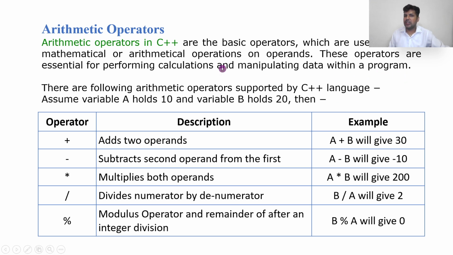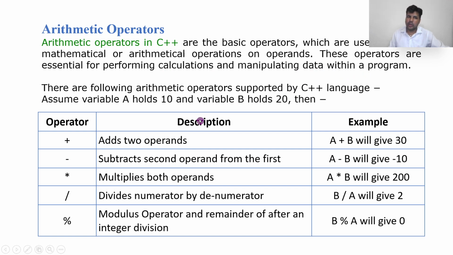First, let us understand what operations and operands are. For example, in A plus B, A and B are operands and plus is the operation. That is why we say mathematical or arithmetic operations on operands. It can only be performed on operands, remember. These operators are essential for performing calculations and manipulating data within a program.